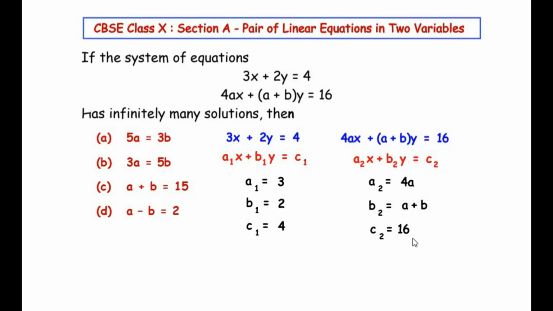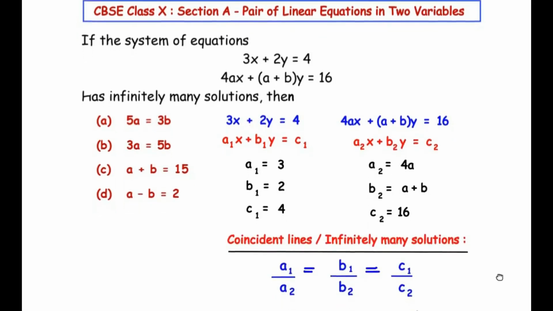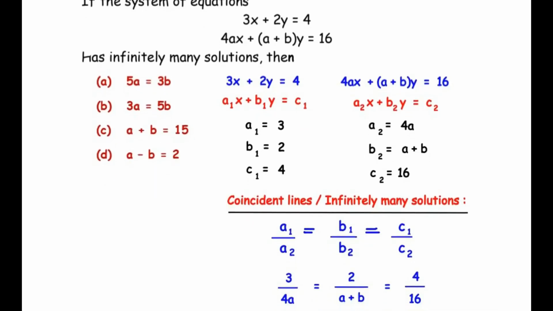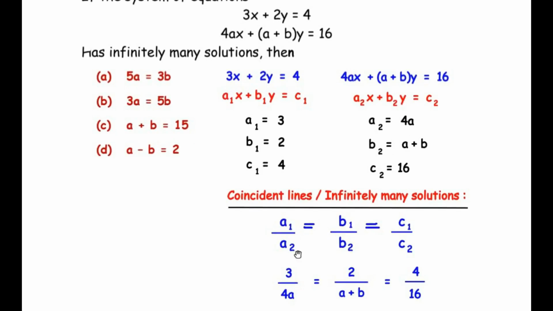Now since infinitely many solutions is being mentioned, this represents coincident lines, and the condition for coincident lines is a1/a2 = b1/b2 = c1/c2. Now in the next step we have substituted their respective values. That is, a1/a2 becomes 3/(4a), equal to b1/b2 which becomes 2/(a + b), equal to c1/c2 which becomes 4/16.